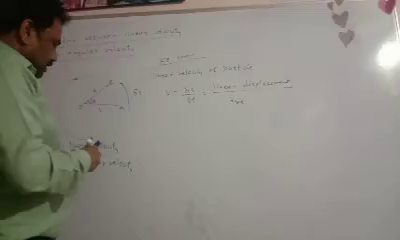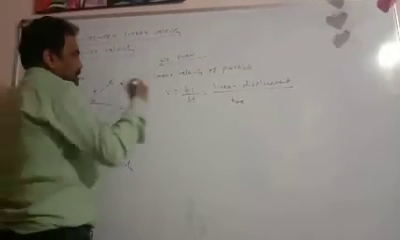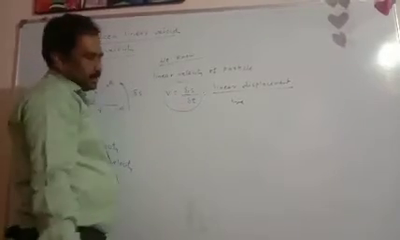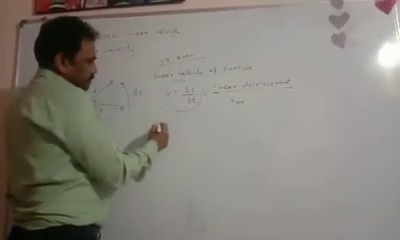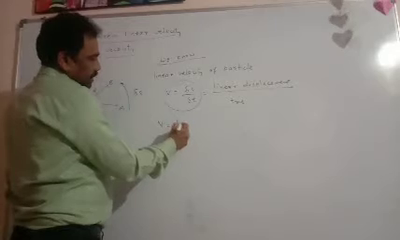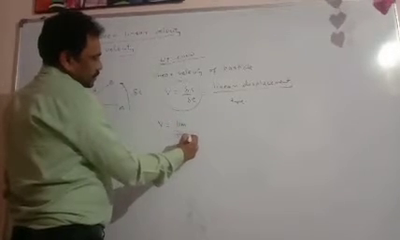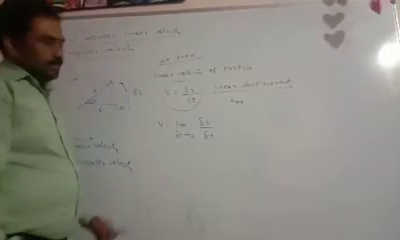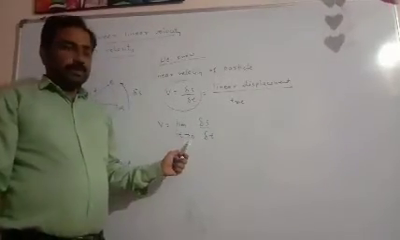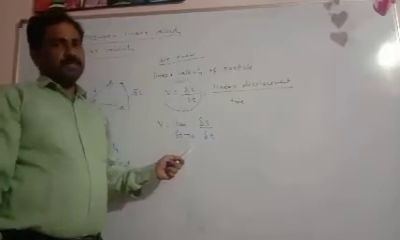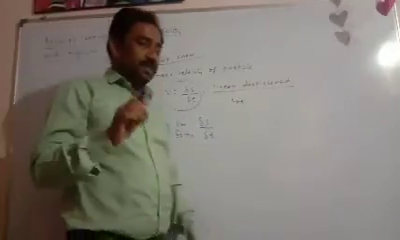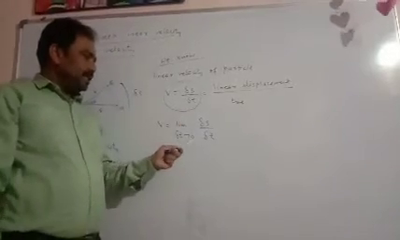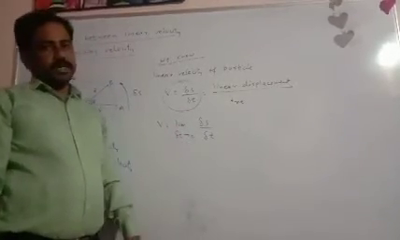So this concept can be written like this: V is equal to delta S upon delta T, and we can write this in limit form. V is equal to limit delta T tends to 0 of delta S upon delta T. This means time is not exactly equal to 0, it approaches 0, so it is a very short time interval.